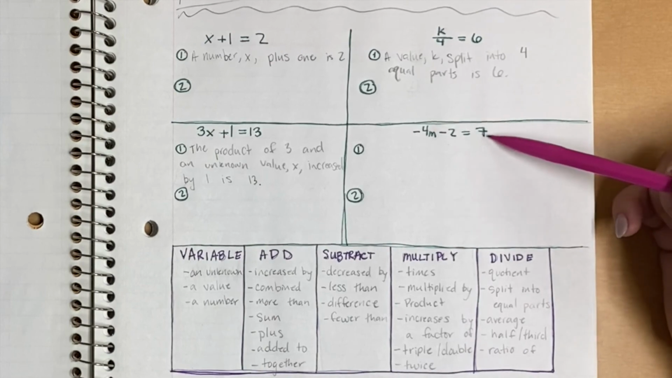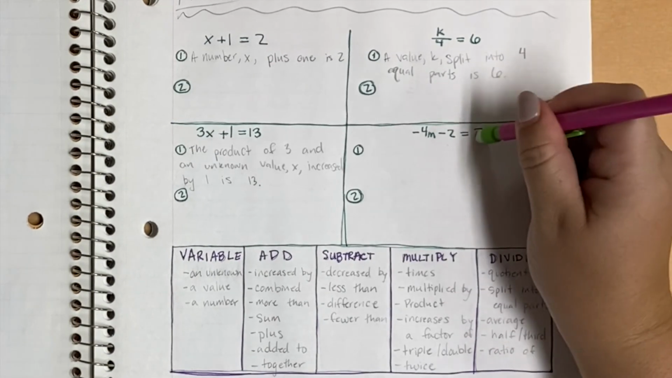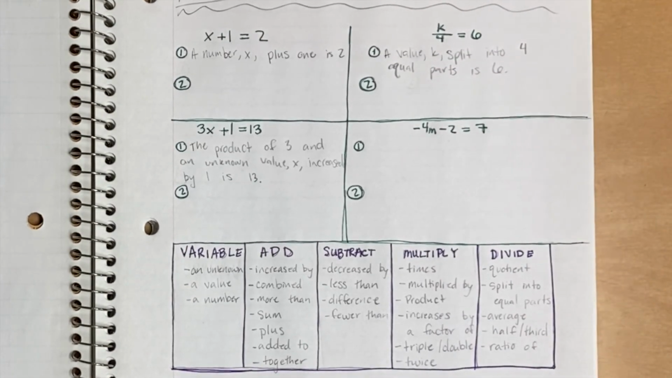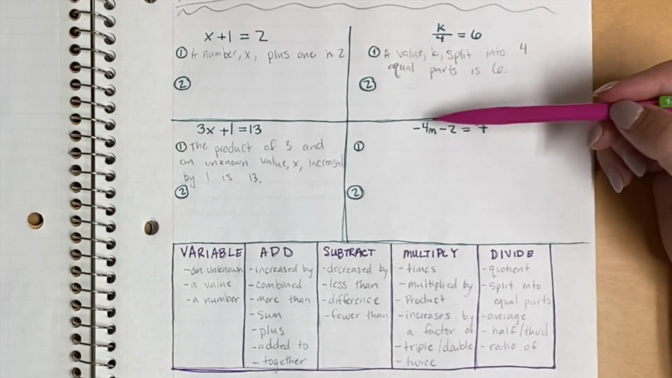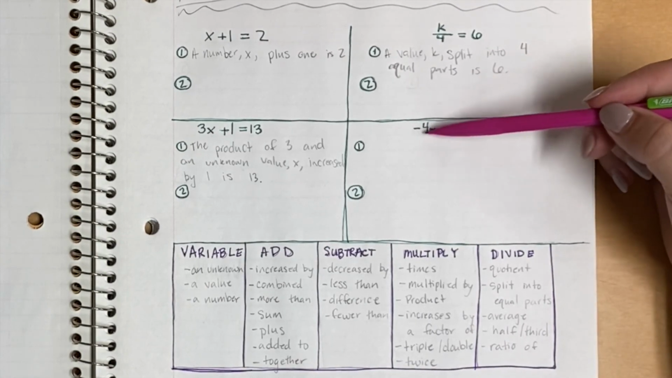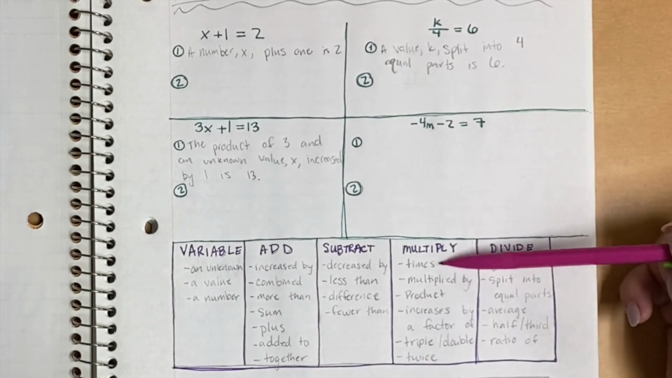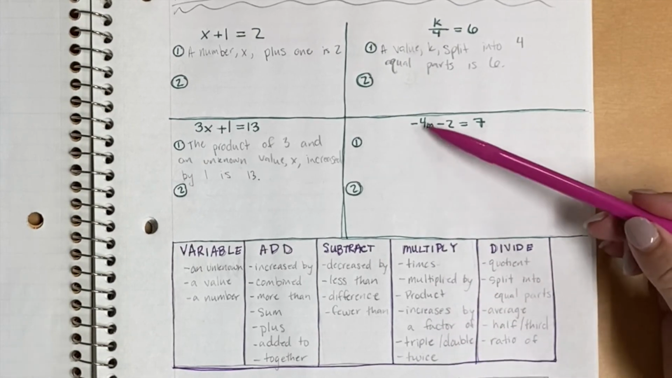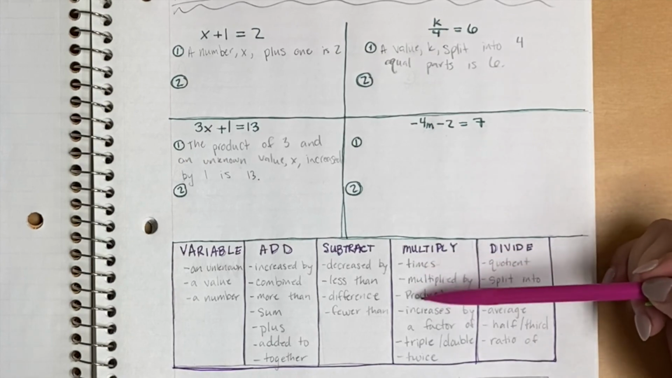So now we have one more word equation we're going to turn into a number sentence. And we call them number sentences because they are basically equations written in sentence form. So I have negative 4m minus 2 equals 7. Again, a number next to a letter is multiplication. So I'm going to look at my options for this. I already used product, so I could use times, multiplied by, increased by a factor of, triple, double, twice. This is a 4, so we can't use triple or double or twice. So we have these 4 options to choose from.